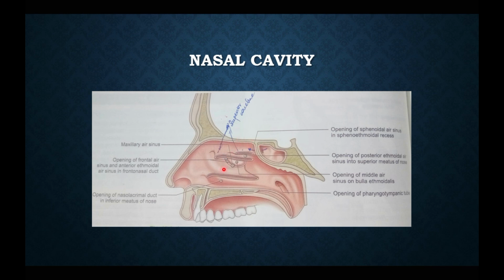The floor is about 5 cm long and 1.5 cm wide. It is formed by the palatine process of the maxilla and the horizontal plate of the palatine bone.